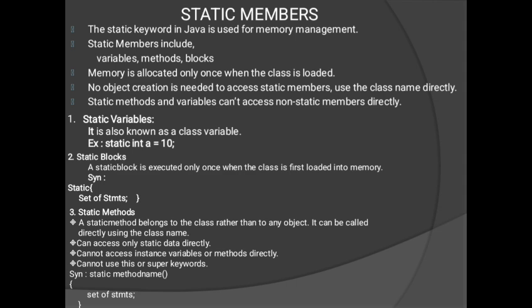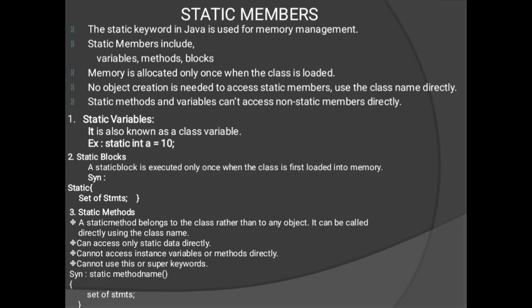With the help of a static method, we cannot access a non-static method. If we try to access a non-static method using a static method, the compiler will generate an error message. So the static method will allow access to the static variable as well as static members. To access the static method, the syntax is class name dot static method.